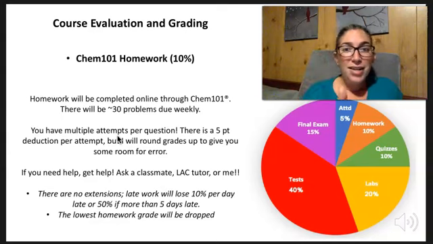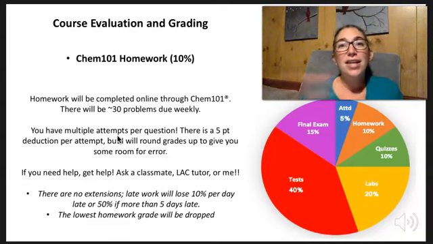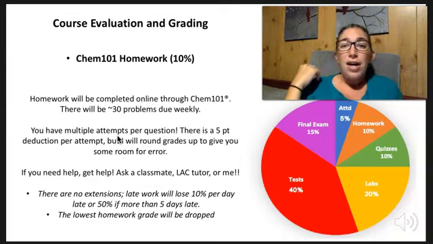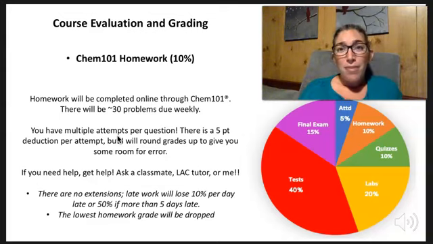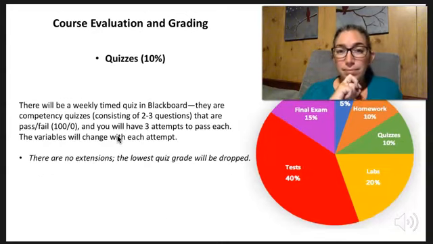So if you got a 90, but it was a day late, you'd get an 80. And after 5 days, I won't deduct any more points. So if it's 5 days late or 15 days late, it's half credit, 50%. The lowest homework grade will be dropped, so you get sort of one free get out of homework card. So one homework that you can forget or be really late and not have it affect your grade.